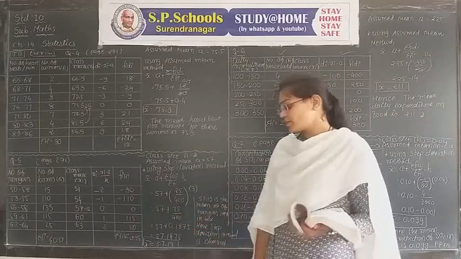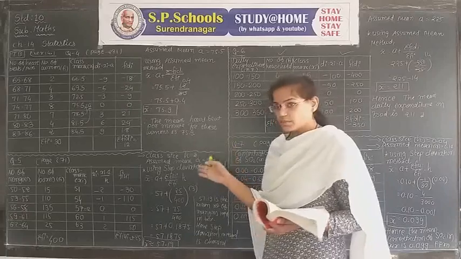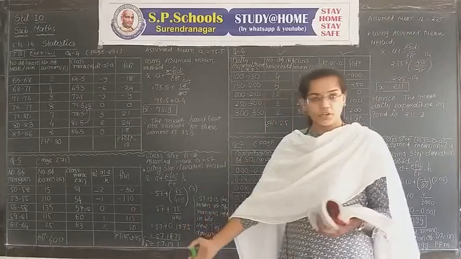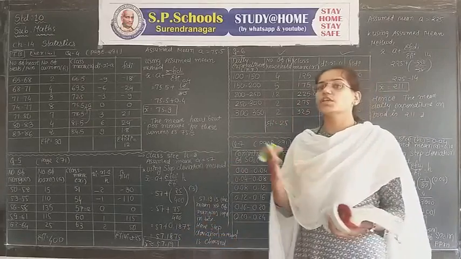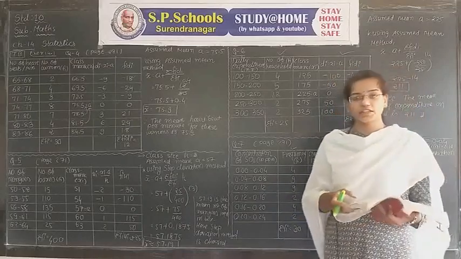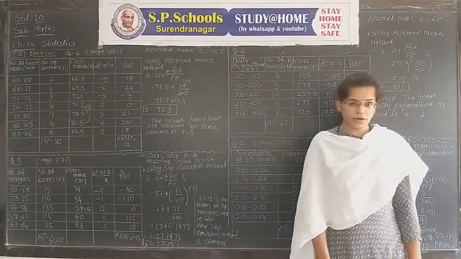The mean is 57.19. You have to check it using the direct method or the assumed mean method. Is it 57.19 or not? Check it using the other two methods for practicing yourself. Whenever we meet in the next session, we will start our new sums from exercise 14.1.